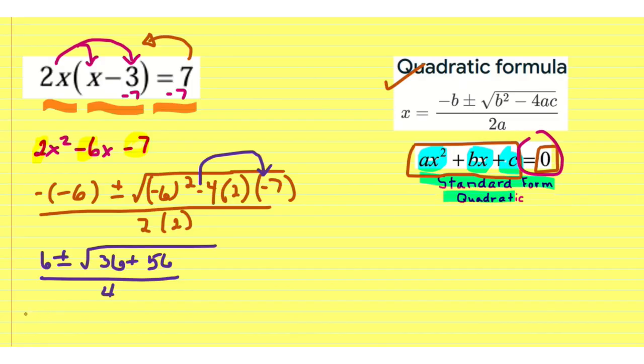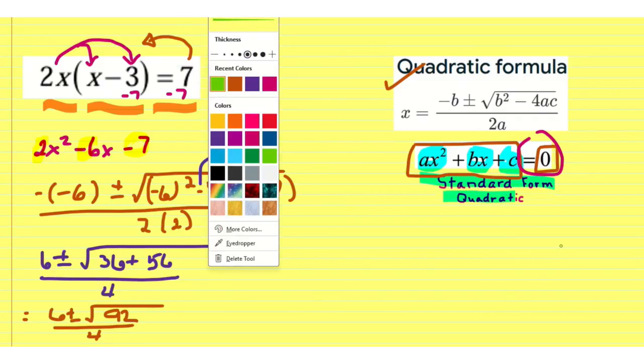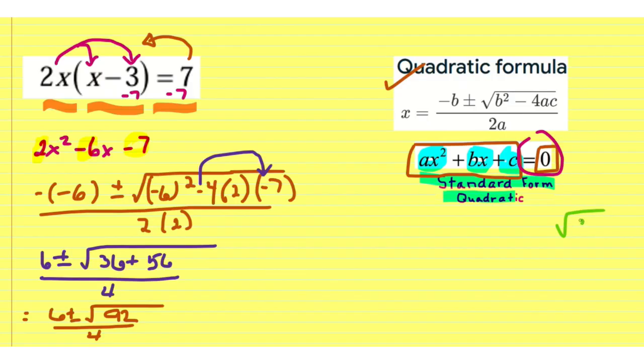That is going to be equal to 6 plus or minus the square root of 36 plus 56. 50, 60, 70, 80, 92. So 92, and all of that is over 4. Okay, so let's think about this radical 92. Let's see if we can reduce that. So radical 92 is going to be radical 2 times 46. Yeah, I think that'll work.